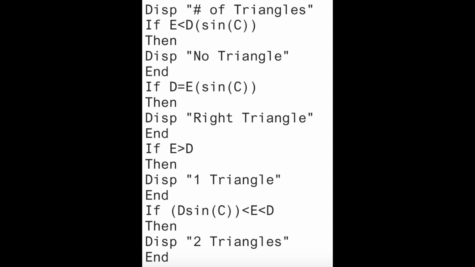This next section of the program consists of a series of if-then statements, which tell the user the number of possible triangles that can be created and the type of triangle that will be created.